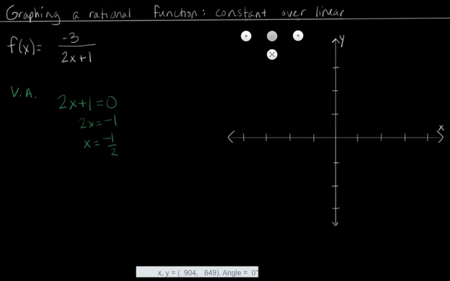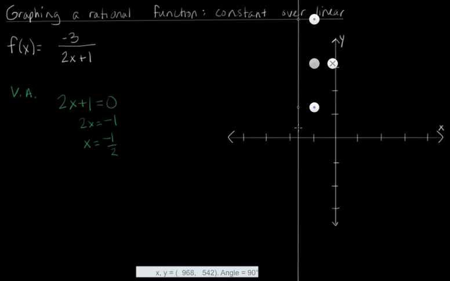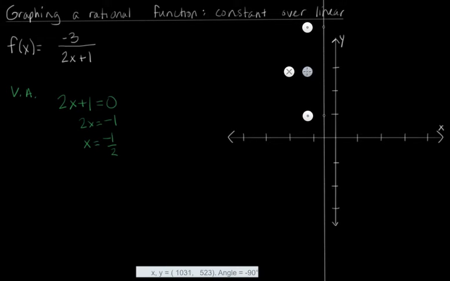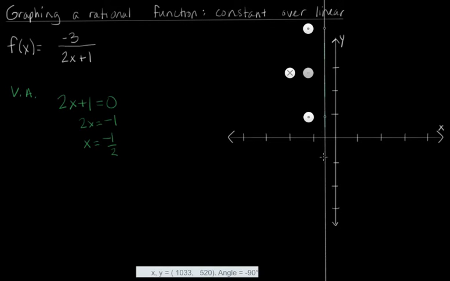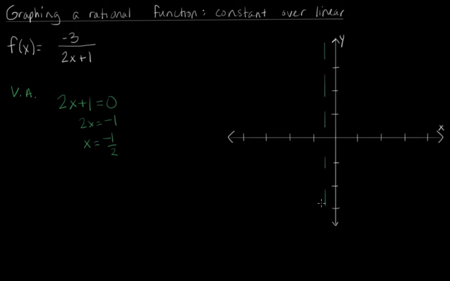So let's go ahead and draw that. x equals -1/2 is going to be right here in between the 0 and the -1. And that's going to be our vertical asymptote.